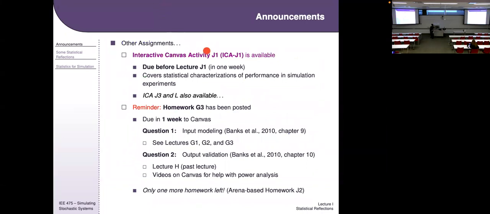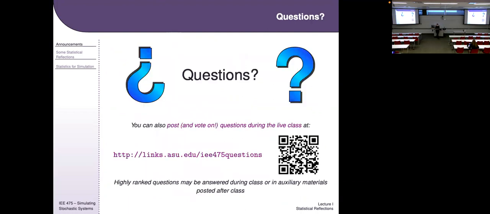Otherwise, we've got these ICAs. This homework is out and still posted. It's due in about a week. And after it's done, then homework J2 is the last homework, and it's an Arena-based assignment. So any questions about the project report or the input modeling report coming up, or selecting a project, or anything along those lines, schedule otherwise? Questions online?